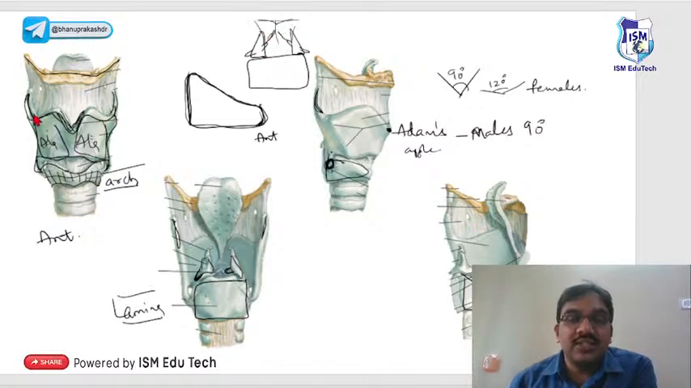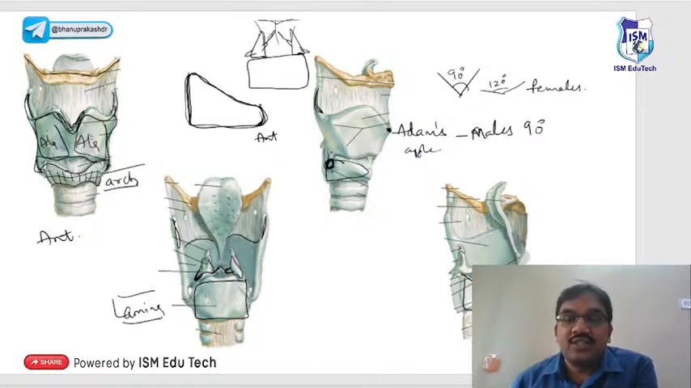See, this is your thyroid cartilage. If you see from posterior, this is the posterior surface of your thyroid ala. See here, the vocal cords go from here and attach to the posterior surface of your thyroid cartilage. In the lateral view, you can see it very clearly here.